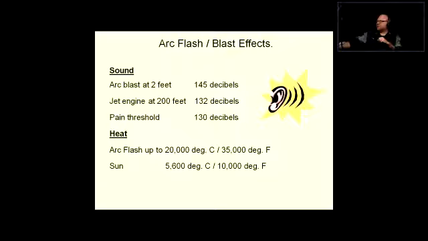Heat is involved as well. Arc flash heat can reach up to 20,000 degrees Celsius, or 35,000 degrees Fahrenheit. That's a high temperature. The temperature of the sun is 5,600 degrees Celsius, so it's actually higher than the sun at the spot. It's a bloody explosion.